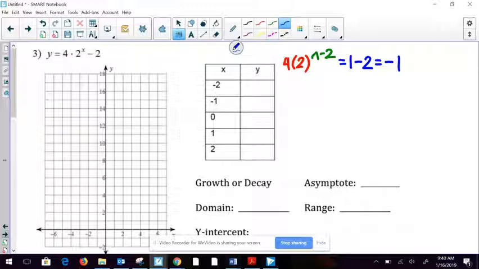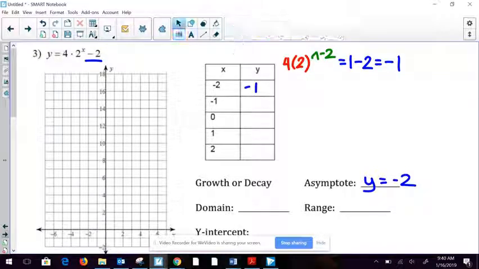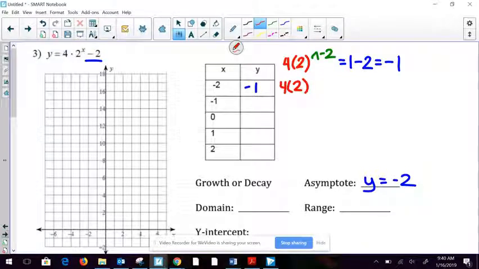Ooh, did I just say asymptote? You're right, because whatever is being added or subtracted in the end is my horizontal asymptote. I can go ahead and put that down below. So -1 goes in the chart. Now I'm going to go through and do the same thing again. So I have 4 parentheses 2 parentheses. Now I'm raising it to the -1 power equals. And what number does that give me? Good, it gives me 2.